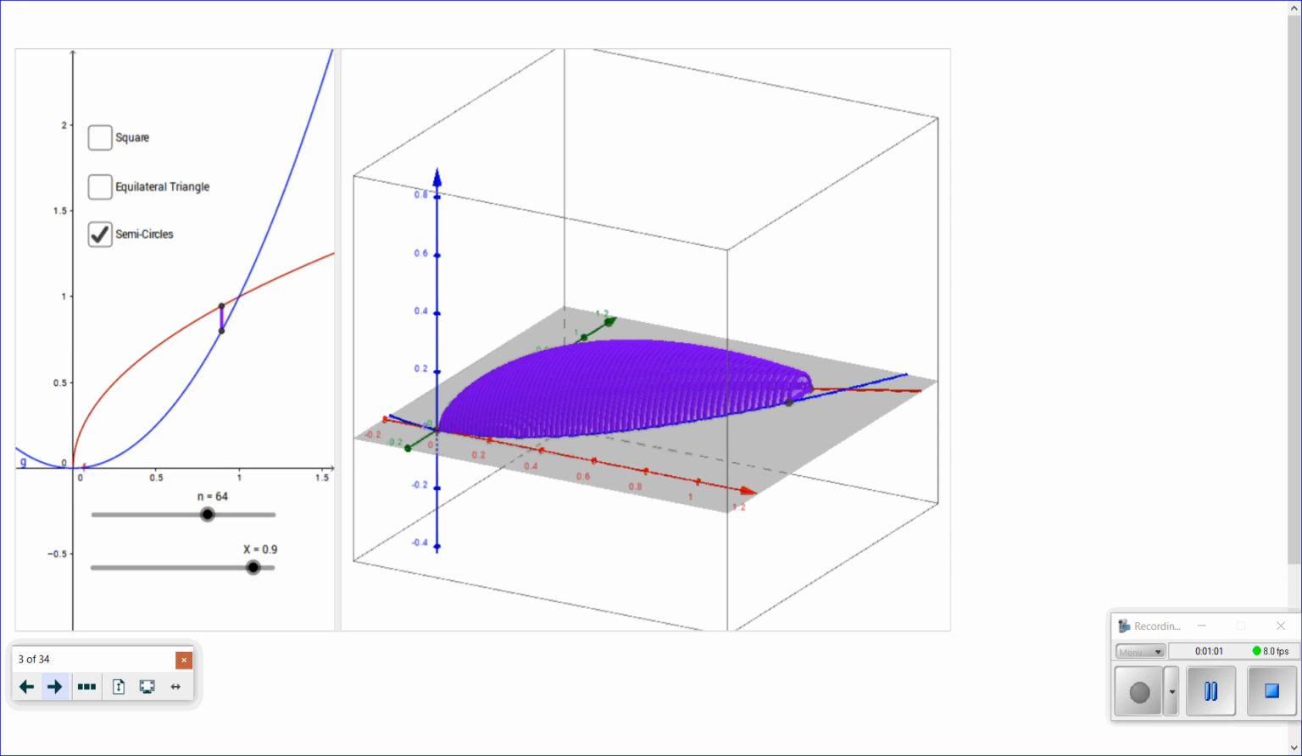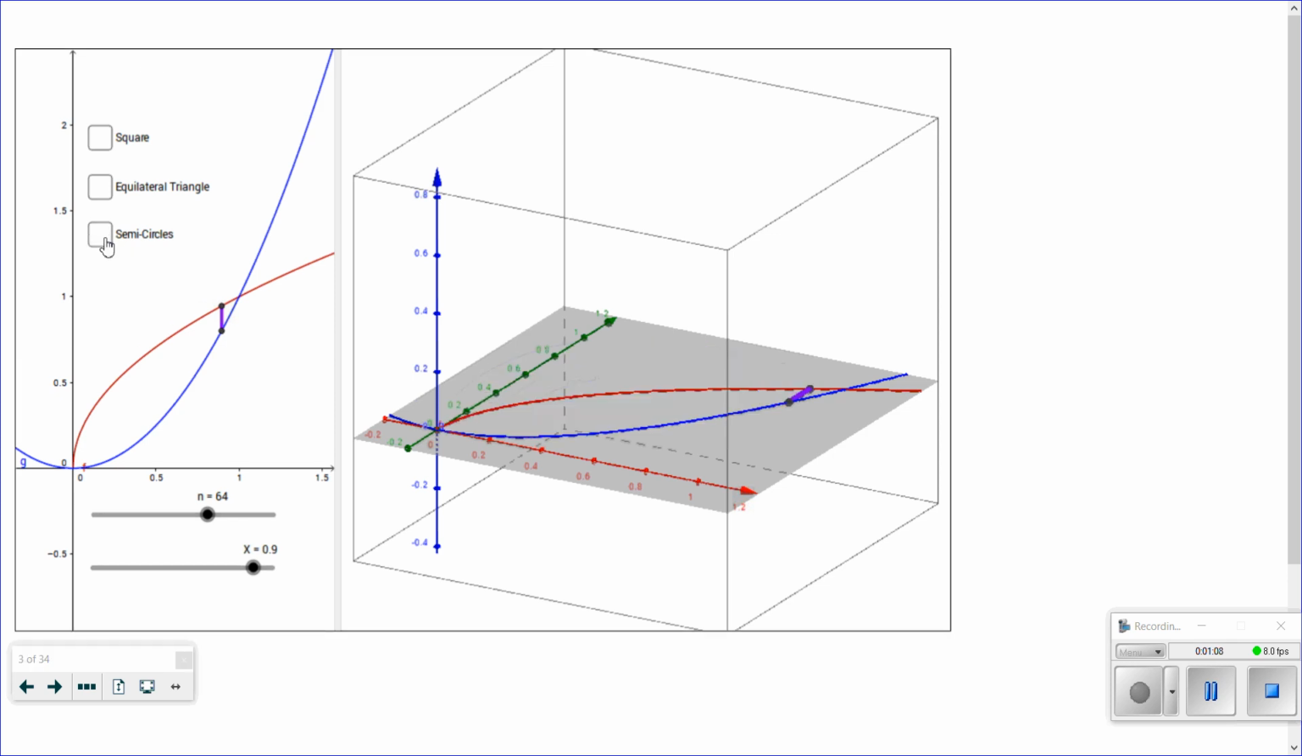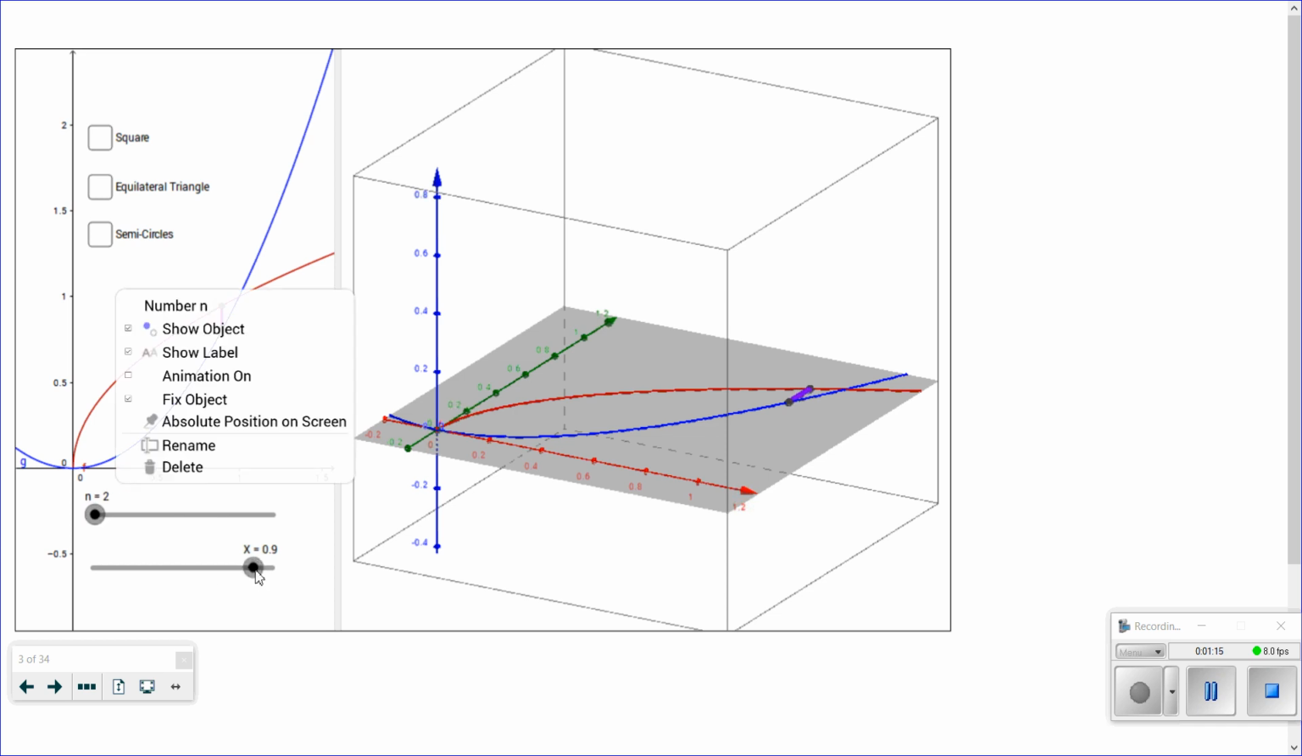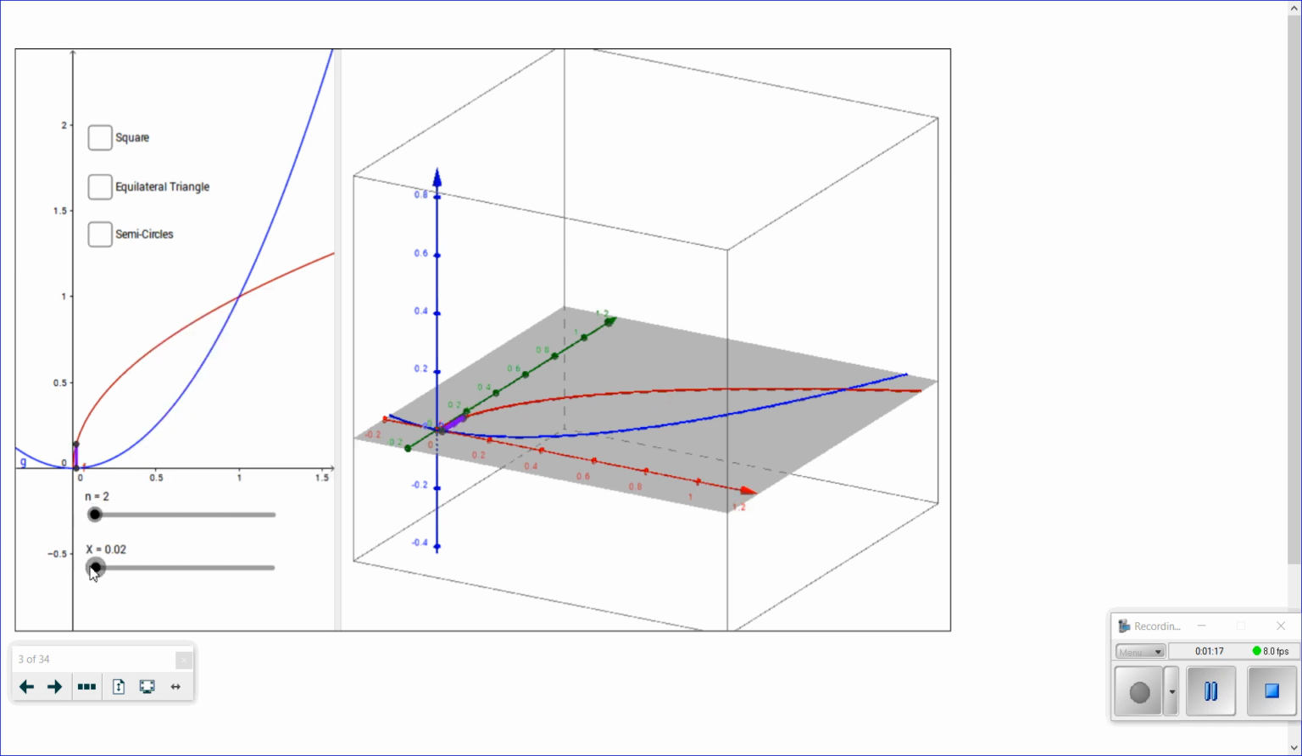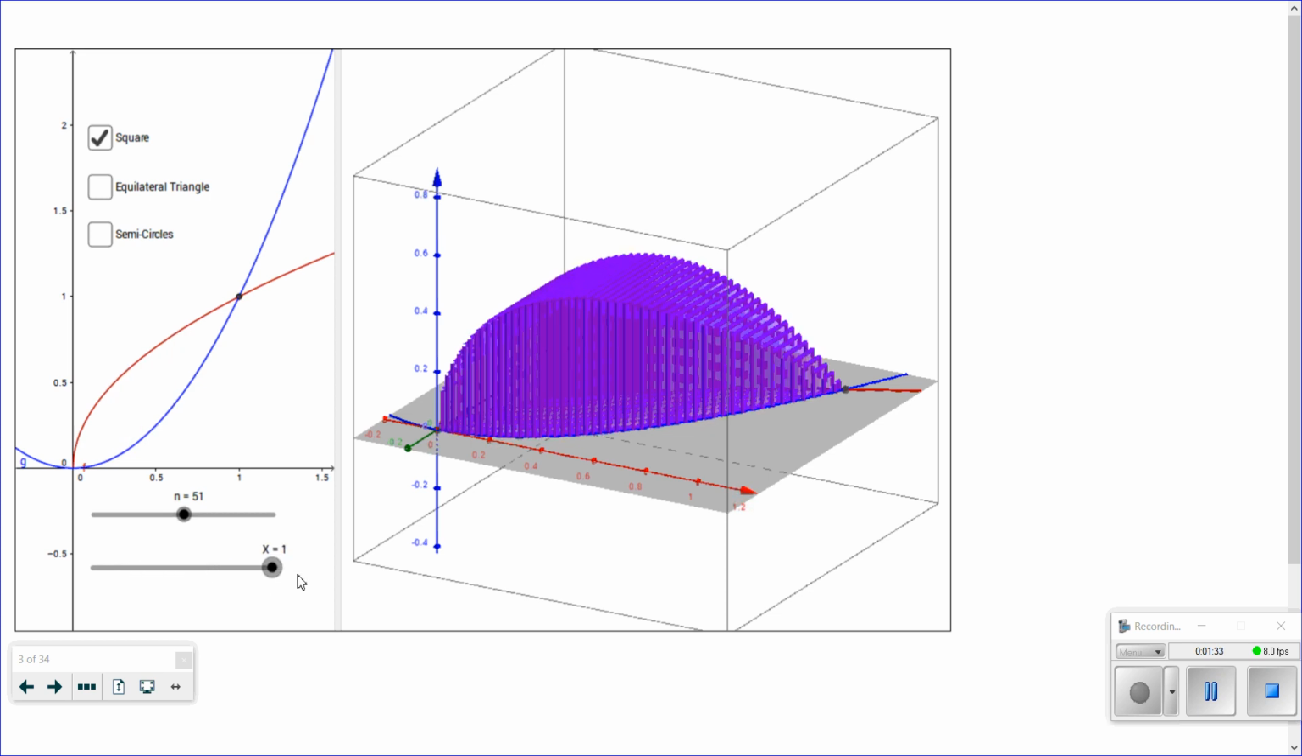So here's an example. If you see that purple region in there, let me actually turn this off for a second. So you see that region right there. That is the region that's going to be the base of our cross sections. Then we can choose our cross sections. Let's start with a square, and we're going to see what happens as I drag this across. You'll see those squares are coming out of the base. Go all the way across.